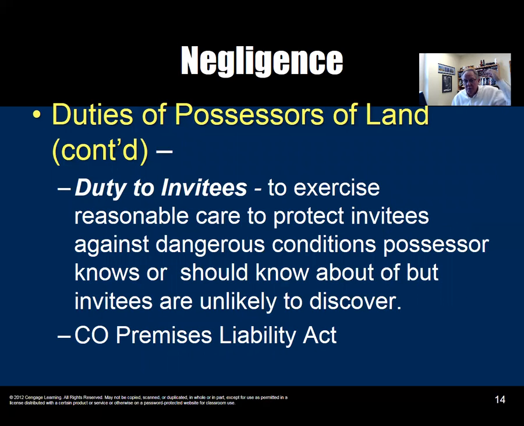And here's where we're going to fall most of the time in our businesses and our organizations: the people that are on our premises are legally called invitees, and there we're required to exercise reasonable care to protect invitees against dangerous conditions that we know or should have known about. And that's the key component there. That requires inspection. It requires looking at our premises for any risk of harm that we should know about. So we obviously have to inspect constantly and that sort of thing.